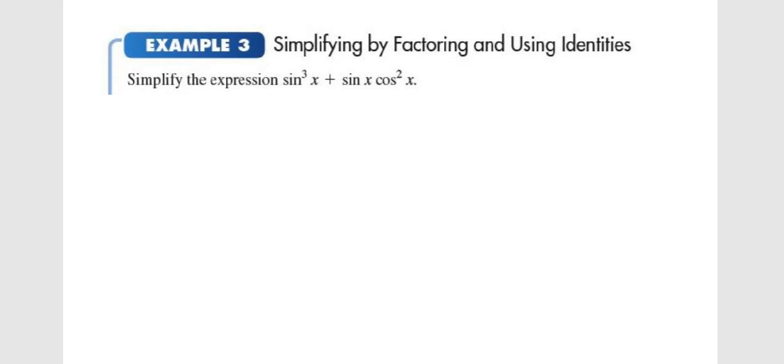I see a greatest common factor that we can pull out. Do you see the greatest common factor? They both have what? Sine x. You've got sine cubed x plus sine x cosine squared x. Do you see that both of them have a sine x? We pull it out. What do we have left?